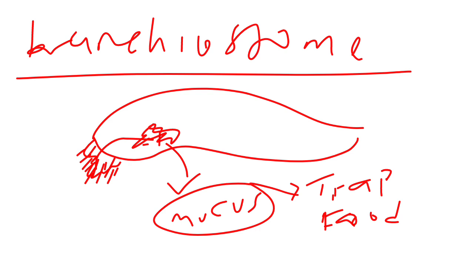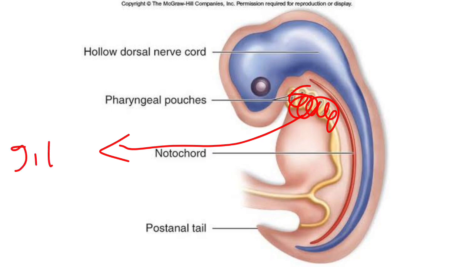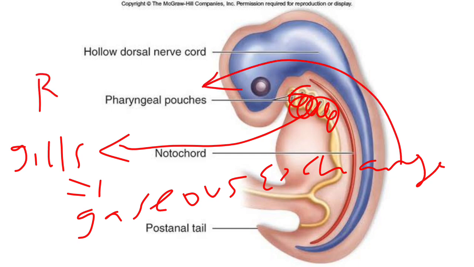Now, in some fishes or pisces, they use these pharyngeal slits. Addition of capillary networks to these pharyngeal slits provides a thin gas permeable wall that is called the internal gills. So gills. And what do they use gills for? For gaseous exchange. So what is gaseous exchange? That is respiration. So we can say they use it for respiration.